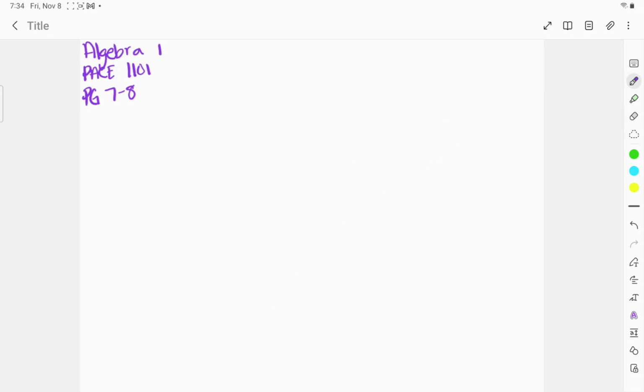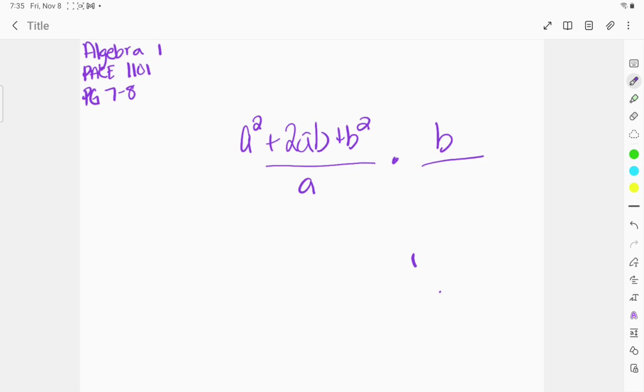Alright, so in this video, we are going to factor polynomials before multiplying. If you don't know how to factor, you need to go back to the video that I made previously about factoring. But we're going to move into factoring now. So factoring polynomials before multiplying. So I have a squared plus 2ab plus b squared over a, times b over a squared minus b squared.